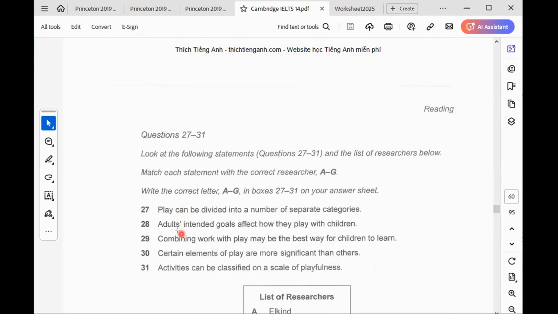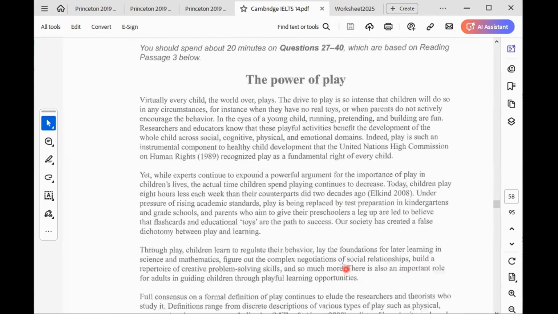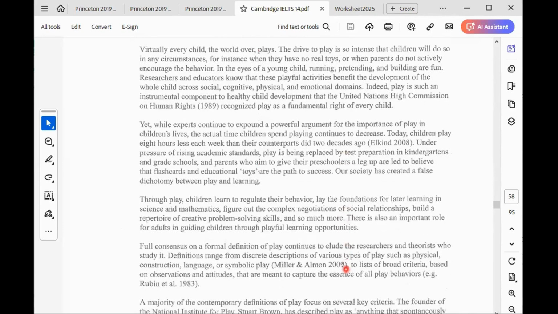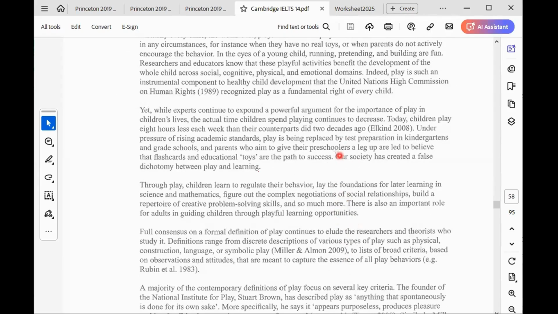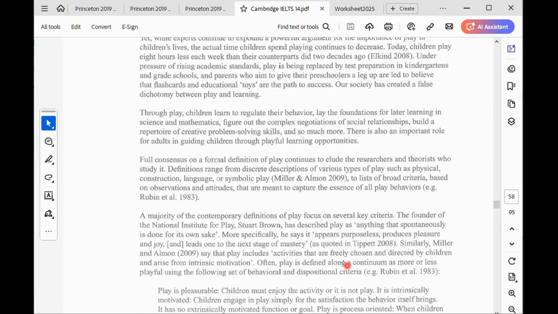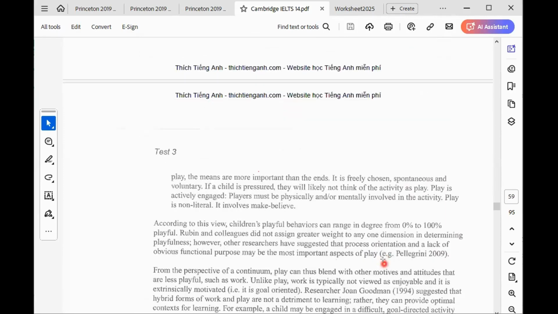Number 27, 28, 29. Activities can be classified on a scale of playfulness. That statement. Activities can be classified on a scale of, it sounds like something I saw. Okay. Lists of broad criteria. Okay, no. Scale of playfulness. Okay, purposeless. Activities are chosen freely. I don't think there's anything here. Let me go to the next passage.